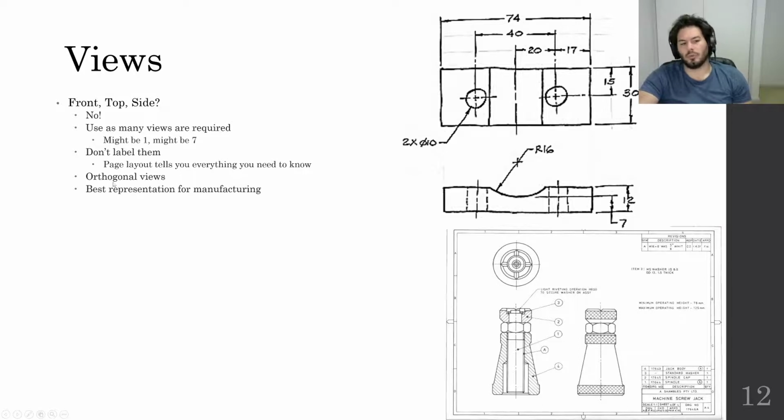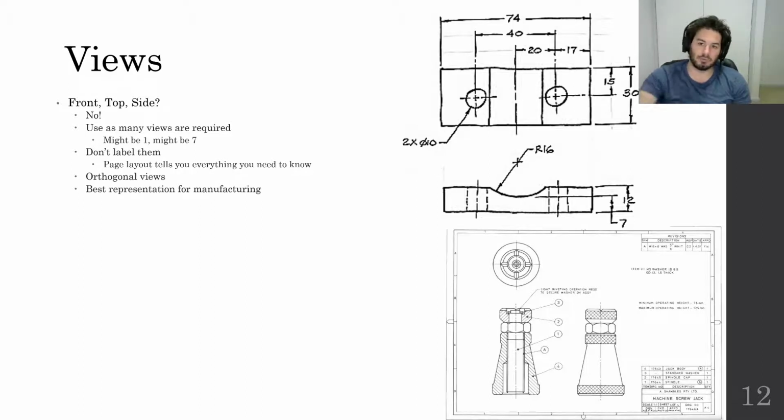These views, the term that we use is orthogonal views, or orthographic projection. So if anybody throws a big word at you that you don't know that sounds funny and starts with O, they're probably talking about this type of view. They're perfectly perpendicular views of an object. Their main purpose is they're really good for manufacturing.